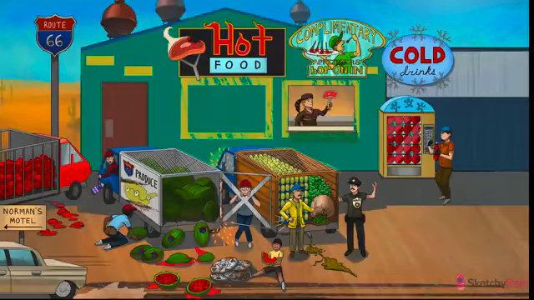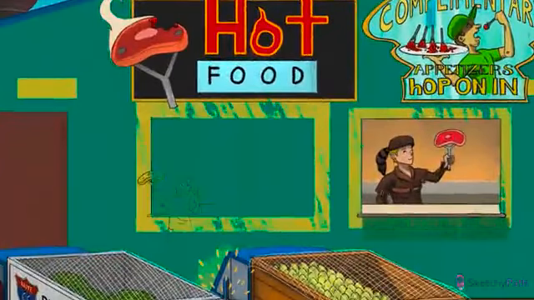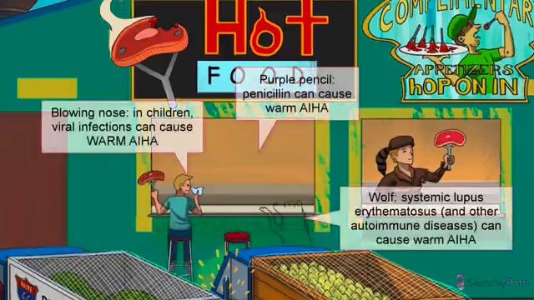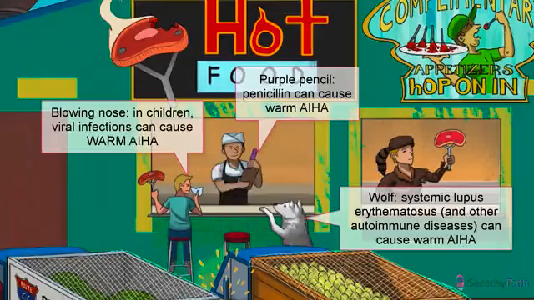Roughly half of all warm and cold AIHAs are idiopathic. We don't really know what's going on there. The other half of cases, however, are associated with some of the usual suspects known to precipitate autoimmune disease. In children, miscellaneous viral infections can precipitate warm AIHA. He's accompanied by our lupus wolf because, in adults, autoimmune diseases are common causes of warm AIHA, with systemic lupus erythematosus being the #1 offender.